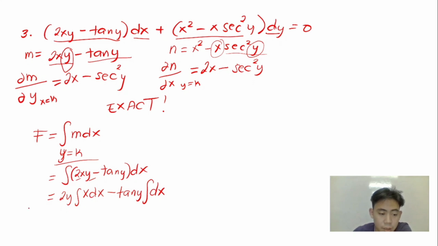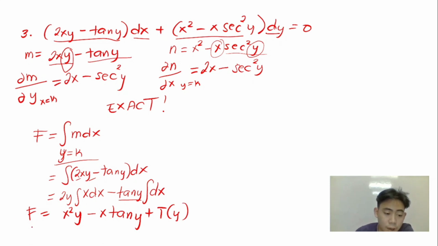Okay? So, f now is equals to x squared y. Kasi yung 2y times x squared over 2, makakancel yung 2. So, therefore, x squared times y na lang. Okay? Minus x, because the integral of dx is x, times the tangent of y, plus t of y. Okay? So, ito ang first f natin.